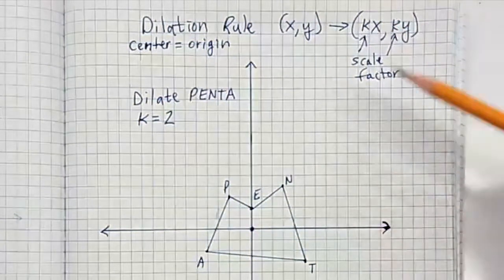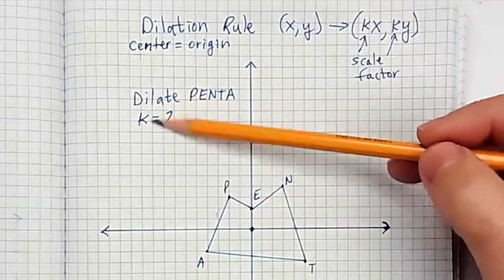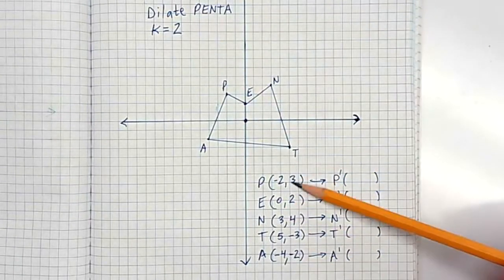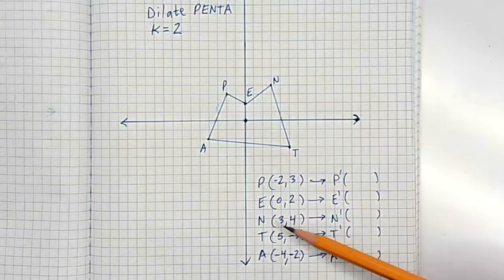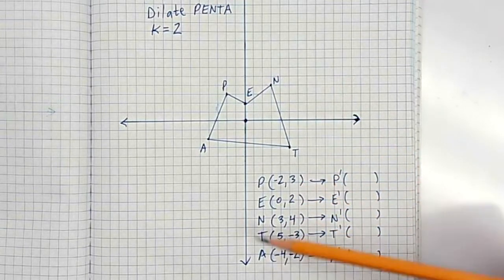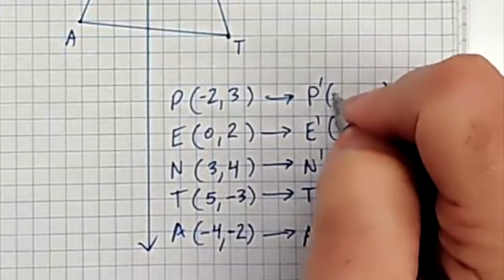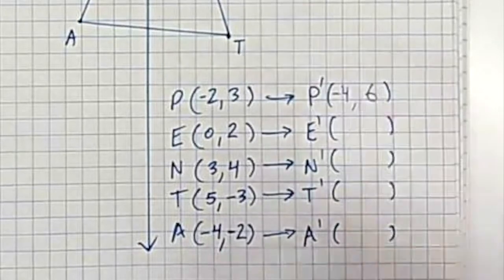Let's look at a problem. So we're going to dilate the pentagon, PENTA, and we're going to use a scale factor of 2 and a center at the origin. Okay, so I have the points listed here, P, E, N, T, and A. And the mathy is, all we're going to do is multiply all of these coordinates by the number 2. Negative 2 times 2 becomes negative 4. And 3 times 2 becomes 6.